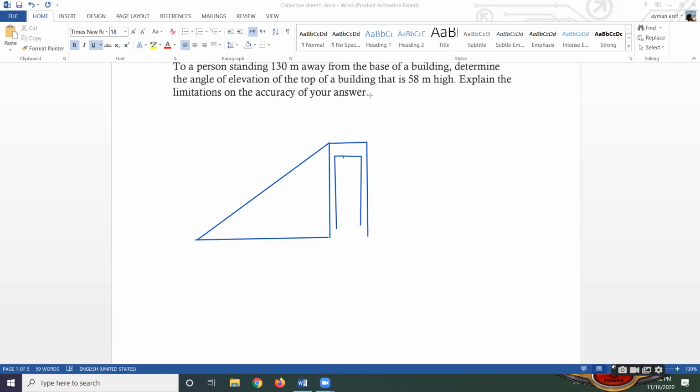Then we know two things: the distance between this person and the base of the building, which is 130 meters, and the height, which is 58 meters. And we need to find the angle of elevation. Here we have the opposite and adjacent. Which rule will link the opposite and the adjacent? It is tangent, tan theta. Tan theta equals 58 over 130. Then 58 divided by 130 equals 0.45. Then tan theta equals 0.45.